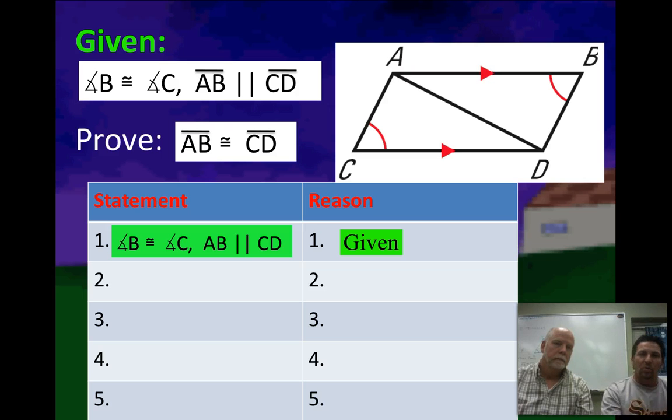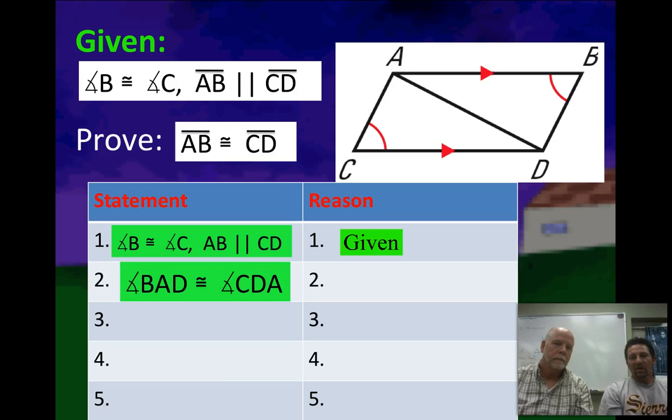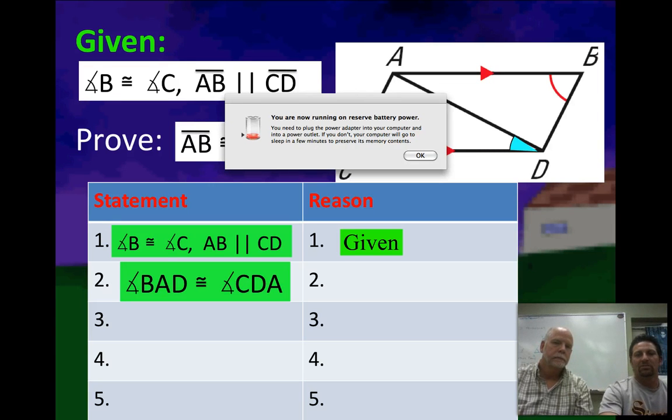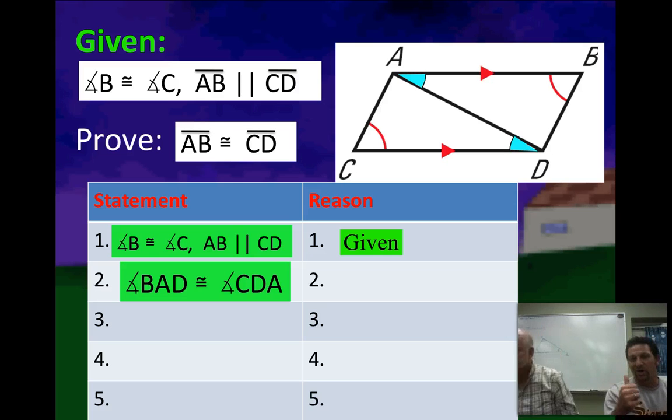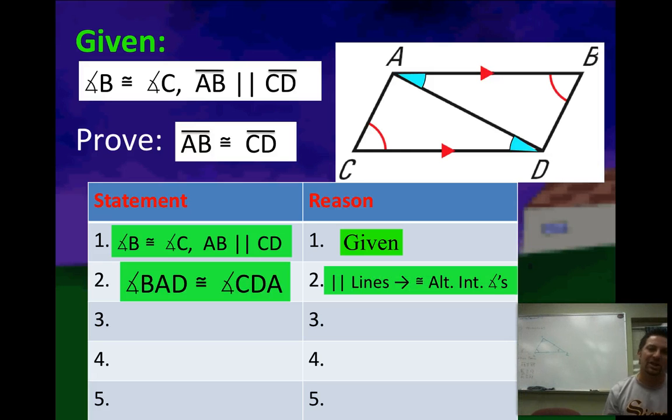Well, we can also say then that angle BAD, that angle in the upper left corner, is congruent to angle CDA. Based on the fact that I have parallel lines being cut by that diagonal transversal, I can say that those two angles are congruent by alternate interior angles. So that's that rule there. Now let's just go to the next step here.